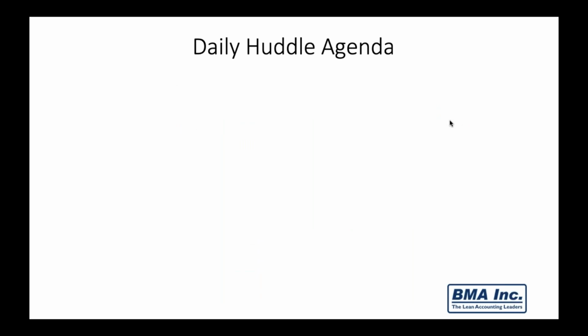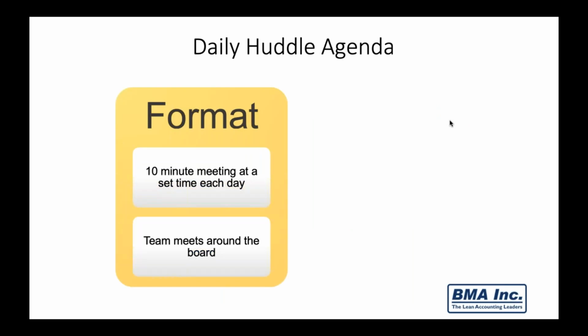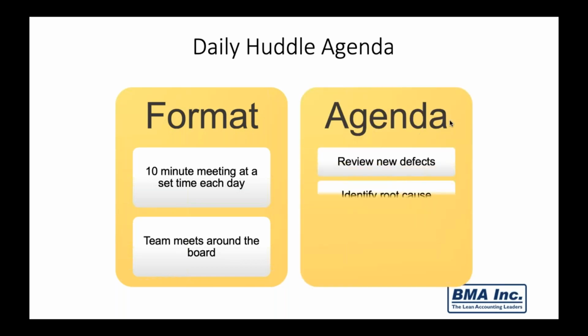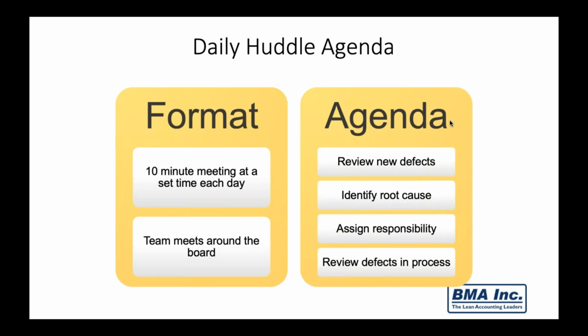The idea is we have a team-based meeting around the board, maybe 10, maximum 15 minutes a day, and it's at a set time: beginning of the day, middle of the day, or end of the day. It doesn't really matter, but it's at a standard time. We're going to review the new defects that occurred. We're going to try to do very simple root cause analysis, and then assign responsibility. Who's going to work on resolving this defect? We'll also look at what defects are still in process that maybe didn't get resolved in the standard time frame. We'll also update the measures and look at the trends.